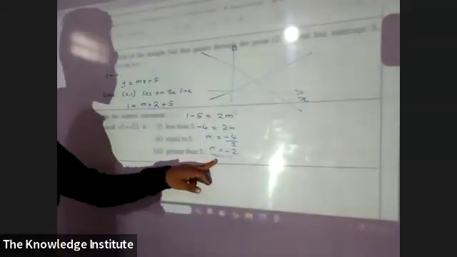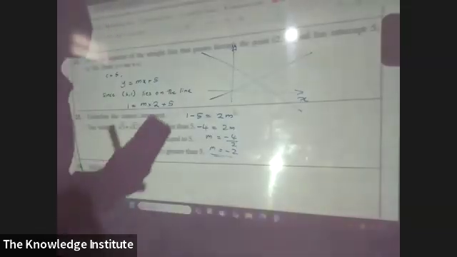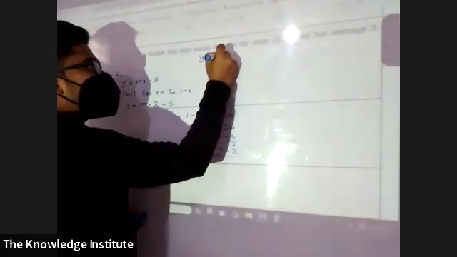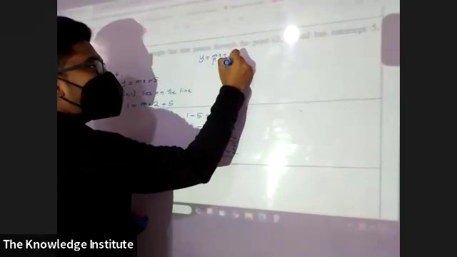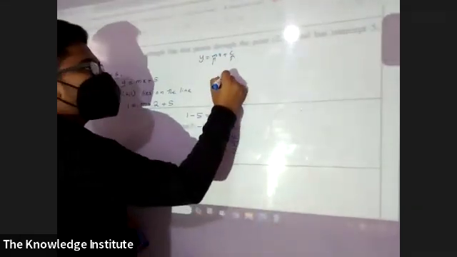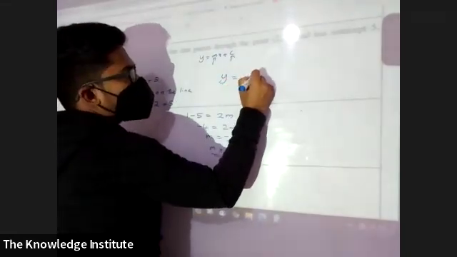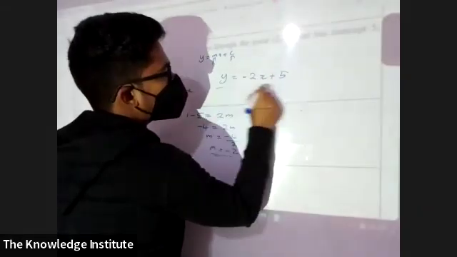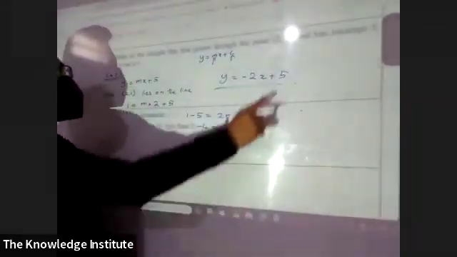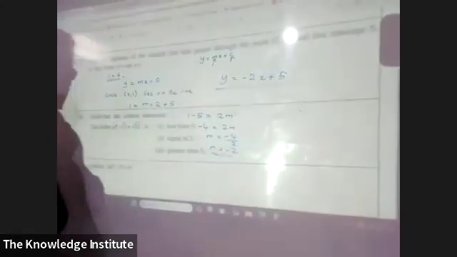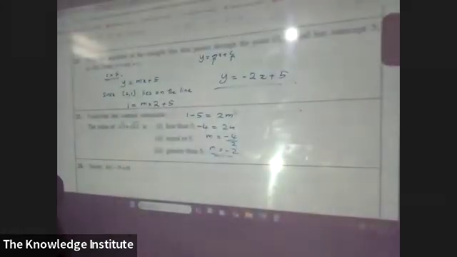So therefore m equals minus 2. So now we know the values. As I told you earlier, if you want to write the equation of a straight line, you need to know two things, gradient and intercept. So now I know the intercept and the gradient. Therefore, y equals minus 2x plus 5. So this is the equation of the straight line which passes through the point (2, 1) and has an intercept of 5. Is that clear? Okay.